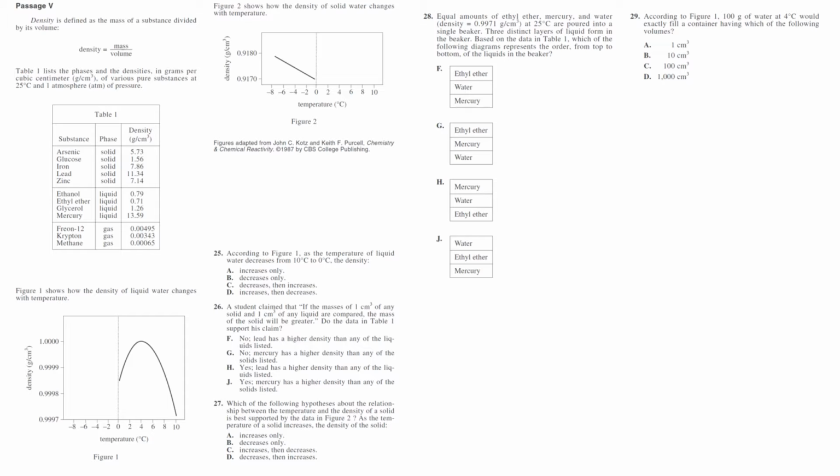So we skim it, table 1. Looks like we're comparing density, and it gives you the formula. Density equals mass divided by volume. So we might need that formula. Know where it is just in case you need it.